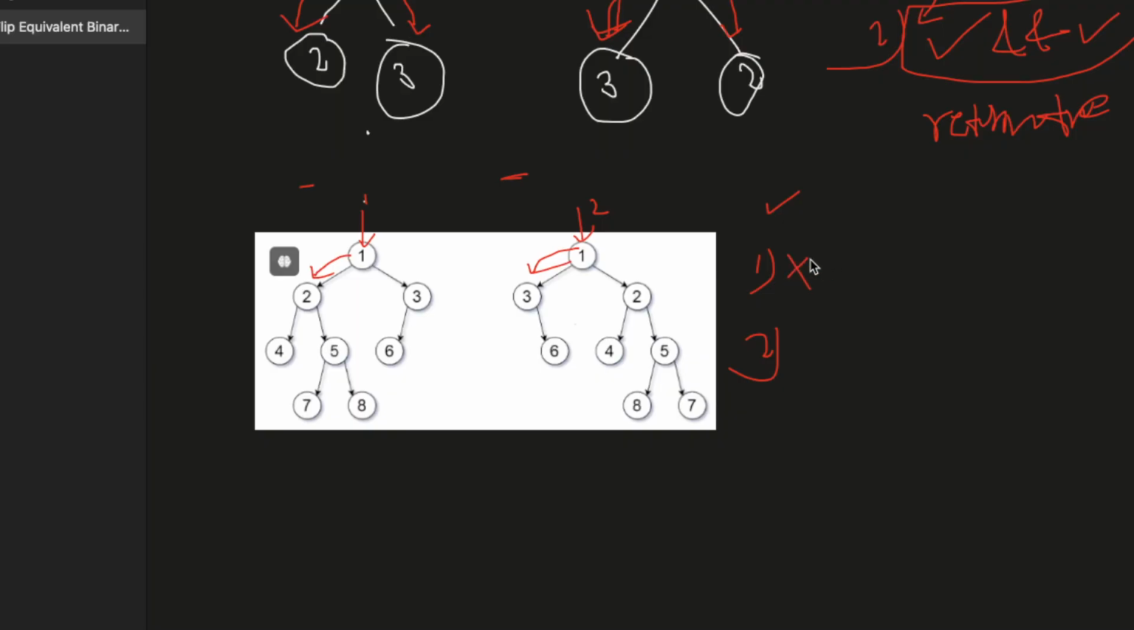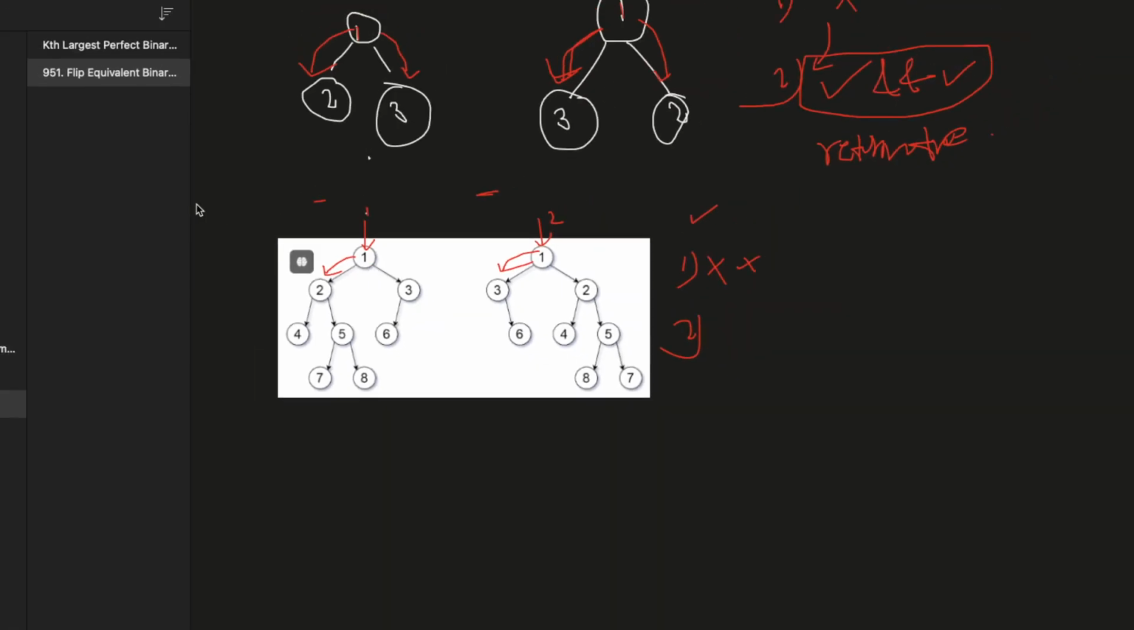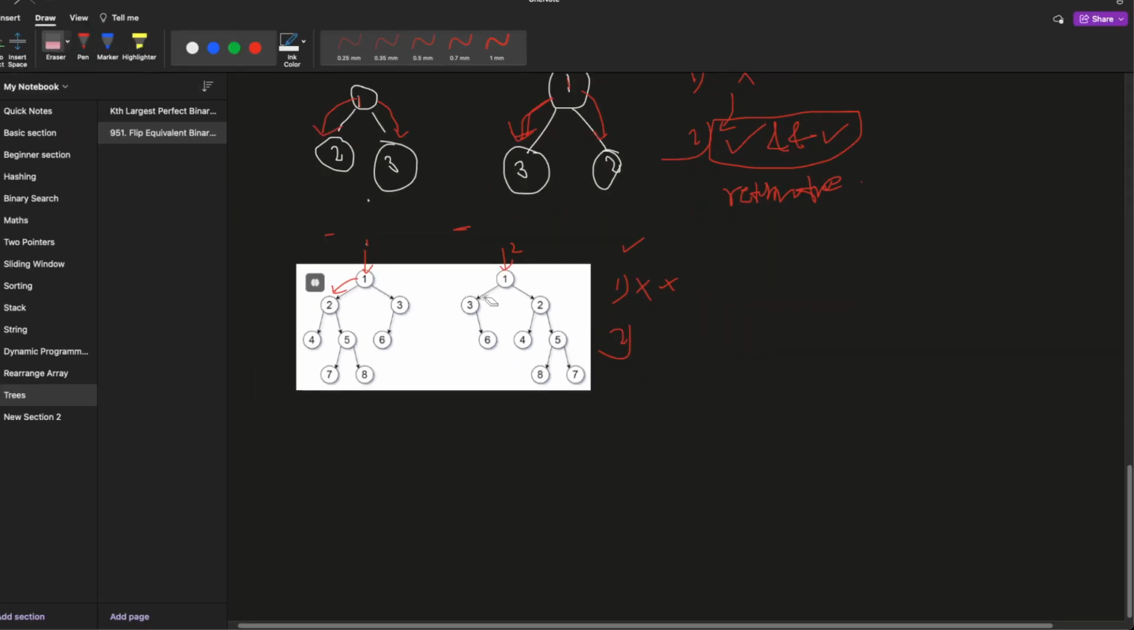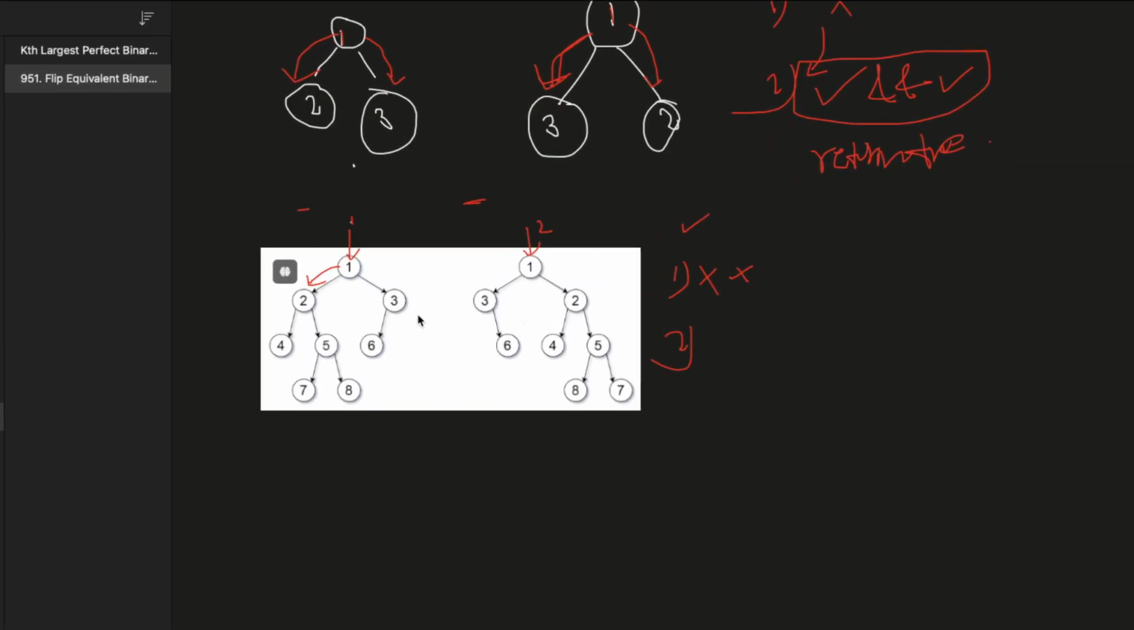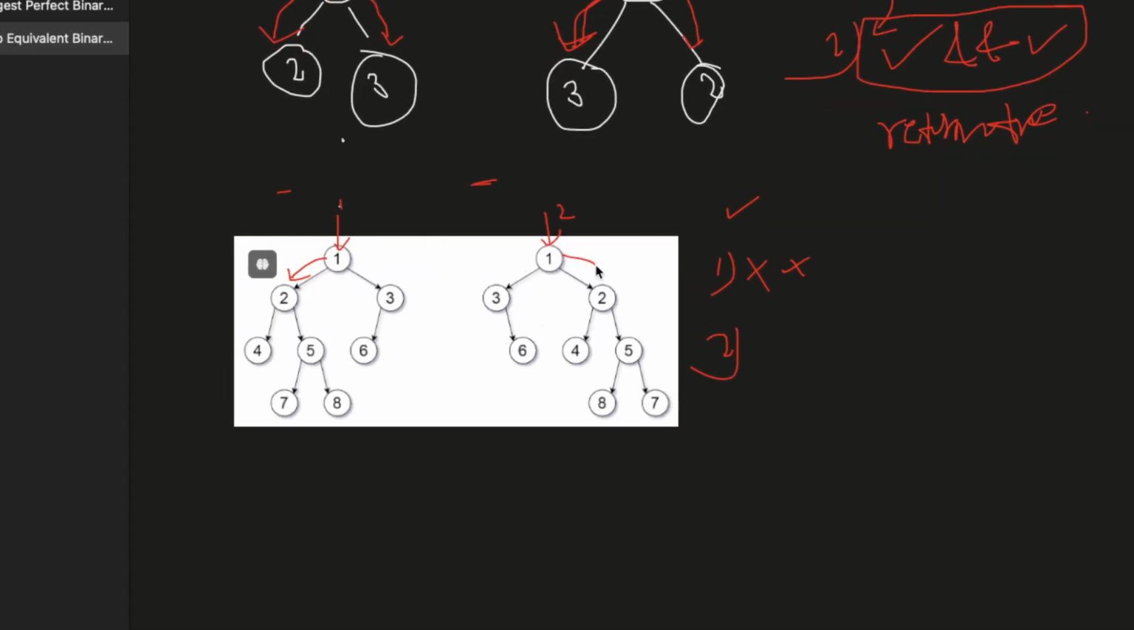This condition is false, right? So I cannot go forward with this. So I'll go to the second condition, which is when I'm going left, over here I'll go to the right. Are these two equal or not? These two are equal, right? So this condition is true.